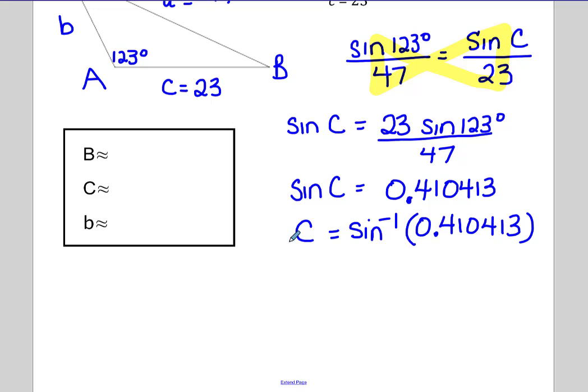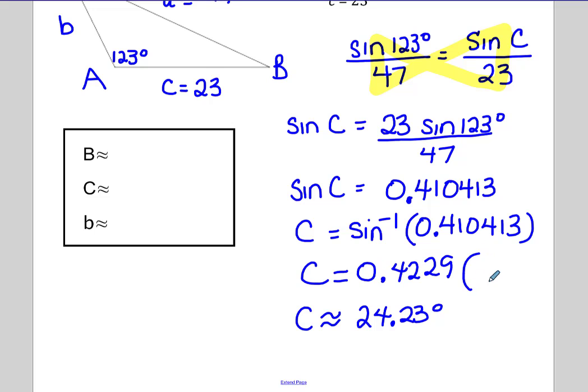So angle C is roughly 24.23 degrees because we had to convert that answer using our multiplier for converting from radians to degrees. So they gave us 0.4229, and we did 180 divided by pi on the calculator, and it told us our value for angle C, 24.23 degrees. This is my first angle I found.